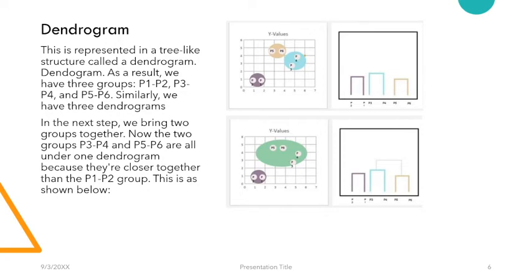In the next step, out of these three groups, we try to bring the two groups which are most similar to each other into another dendrogram. For example, let's say P3 P4 and P5 P6. These two groups are similar to each other and can be brought under one dendrogram because they are closer together when compared to the P1 P2 group, as can be seen in the pictures below.